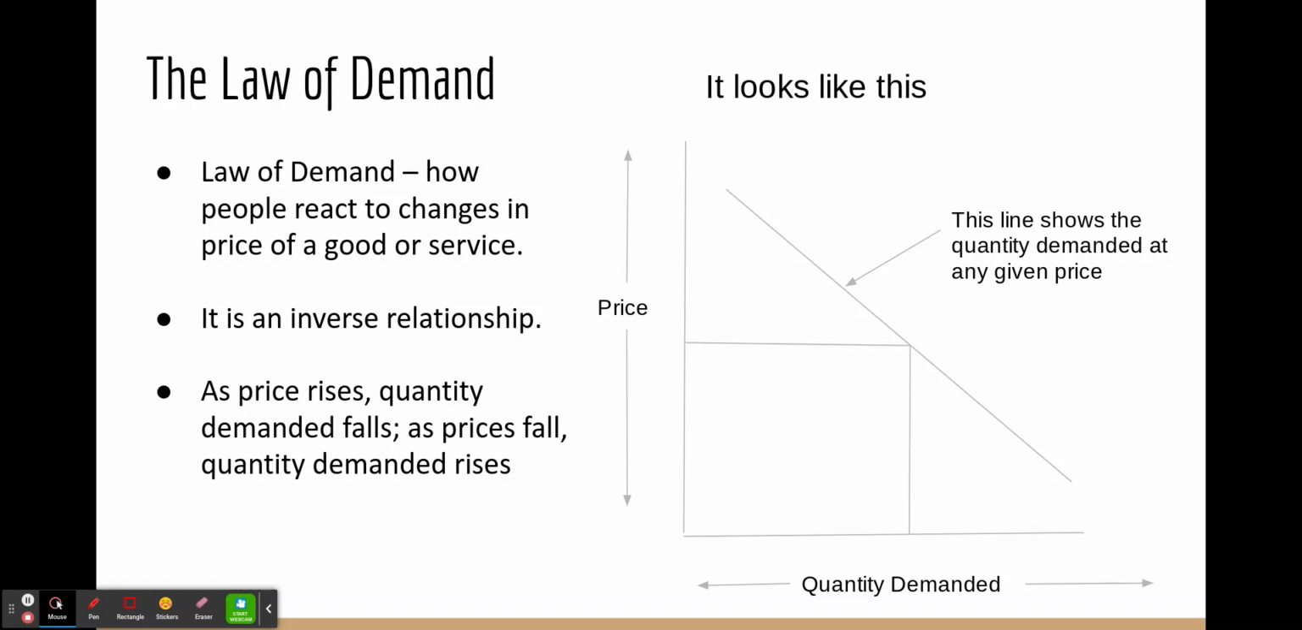We can graph this relationship, and it looks like this. Price on the y-axis, quantity demanded on the x-axis, and demand represented by a line sloping down to the right. The amount demanded is a point on the line.